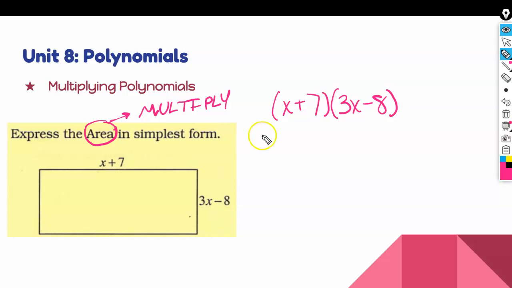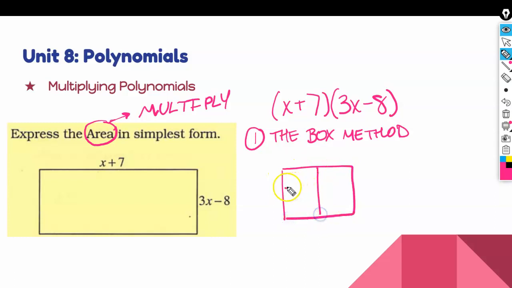Okay, well, there's two ways to do it. So first, I'm going to do the area model, or the box method. Some people don't like the box method, so I'll do it another way too. And you pick whichever way works best for your brain. So I'm going to draw the box. Ta-da! And on one side, I'm going to have the x plus 7. On the other side, I'm going to have 3x minus 8. And what's going to go inside is when I multiply each side together.